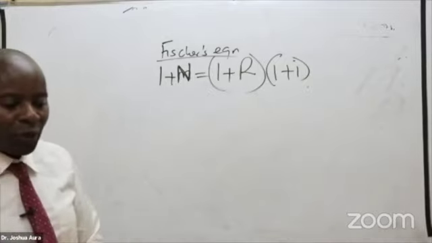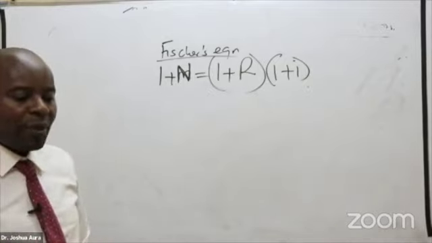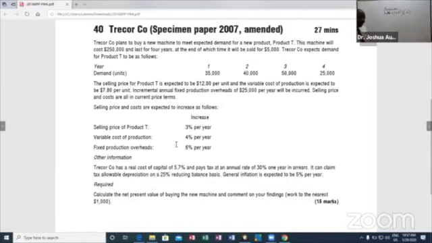Now, ladies and gentlemen, let's go back to the question. They are telling us that Tracker company has a real cost of capital of 5.7% and pays tax at an annual rate of 30%, 1 year in arrears. It can claim tax allowable depreciation of 25% on a reducing balance basis.